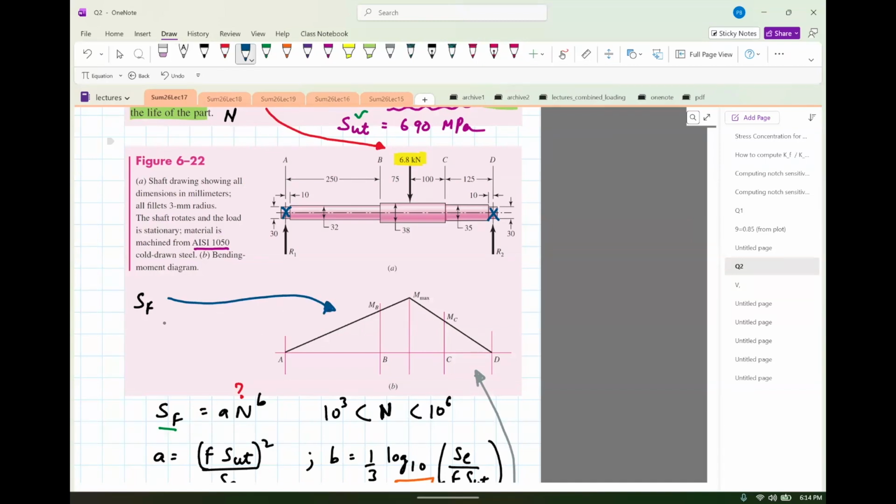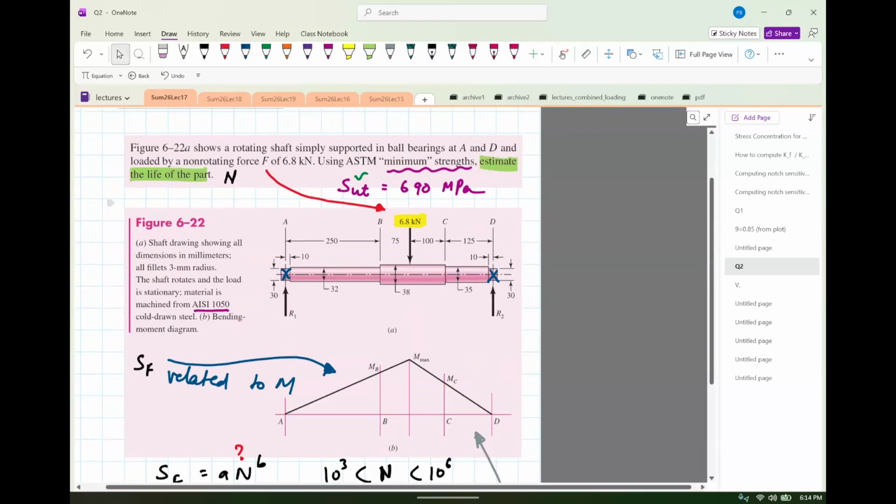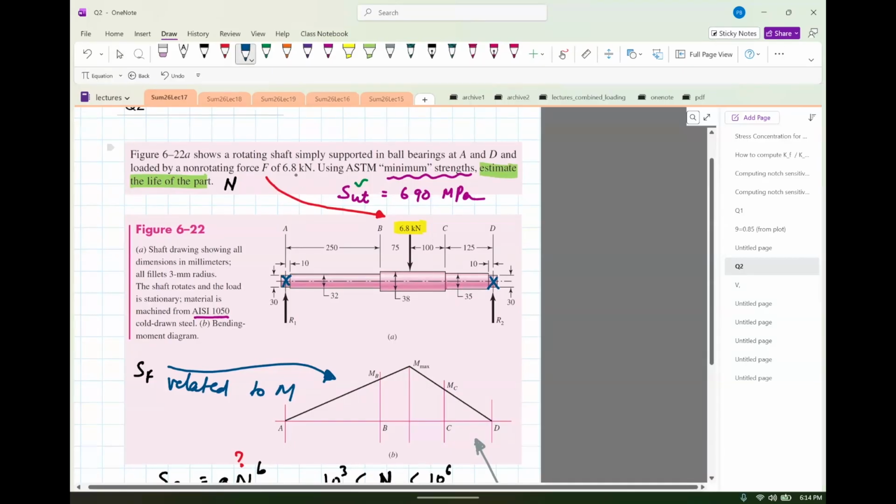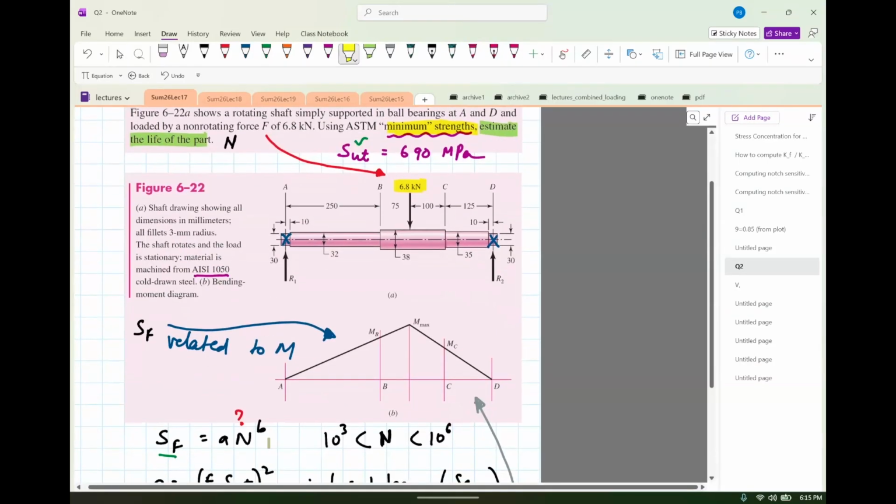SF is related to M. So we need to find where M is. Oh, where did the SUT come from? SUT came from a handbook, some minimum value. But thanks for the question, because SF will come from the maximum moment, because that was what will show up here, and that's what was used in the derivation.